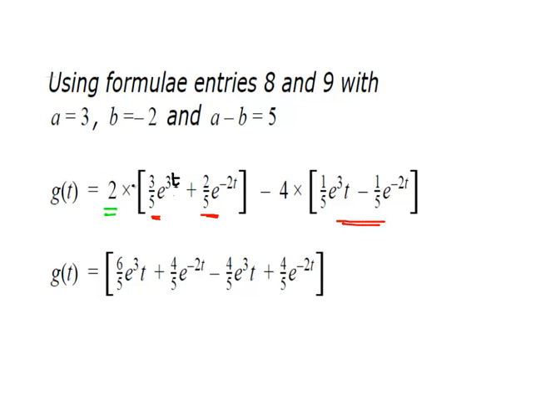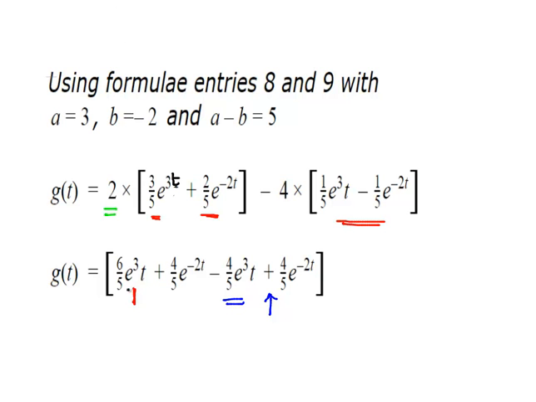So 2 times all of this, we get 6 over 5 plus 4 over 5, and so on. Minus 4 times all of this, so we have minus 4 times 1 over 5 e to the 3t. There we have that. Minus 4 times minus 1 over 5 e to the minus 2t. Just remember the plus sign there again. You have to be very careful with signs. Okay. Now, this expression here is pretty easy to fix.